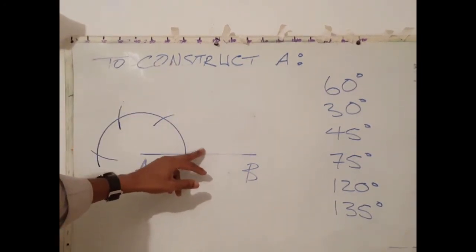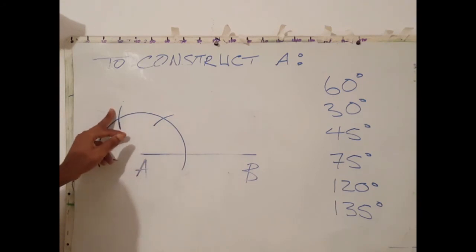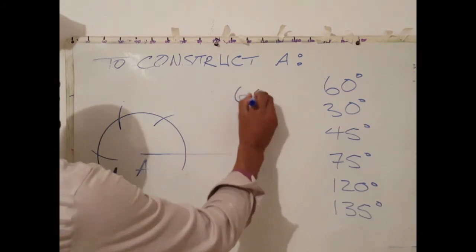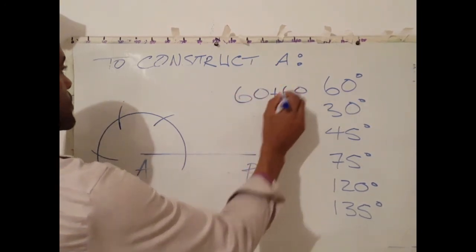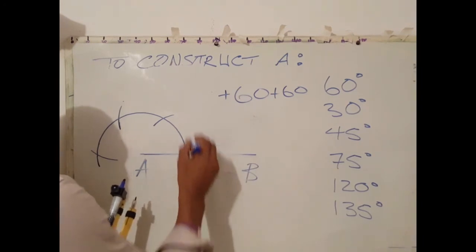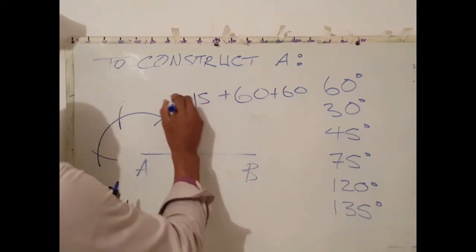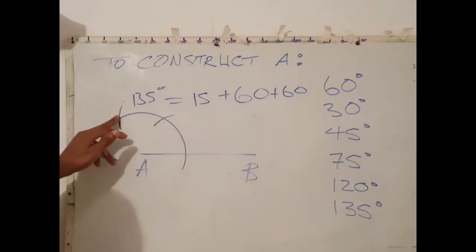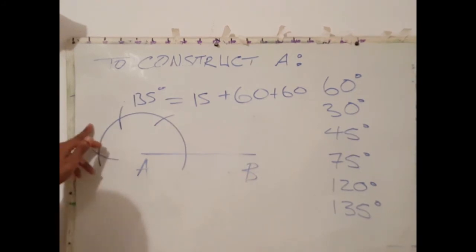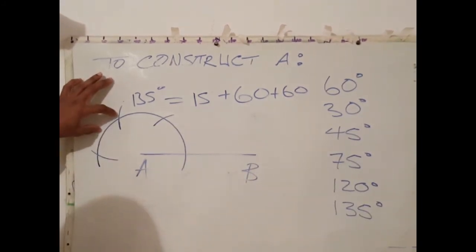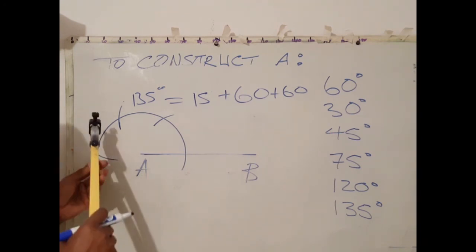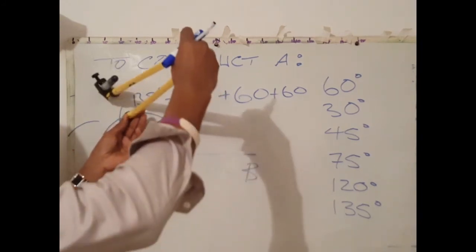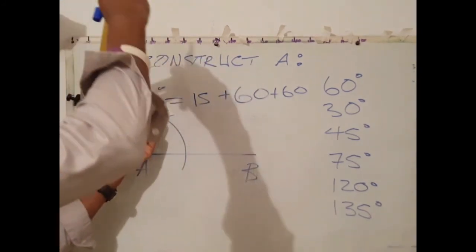If from here to here is 60, plus another 60, 120, 135 is 60 plus 60 plus 15. So I'm going to bisect between these 2 points to get the 30, then further bisect that 30 to get the 15. To do that, place my compass here, suitable radius, scribe an arc, come up here, do the very same thing.